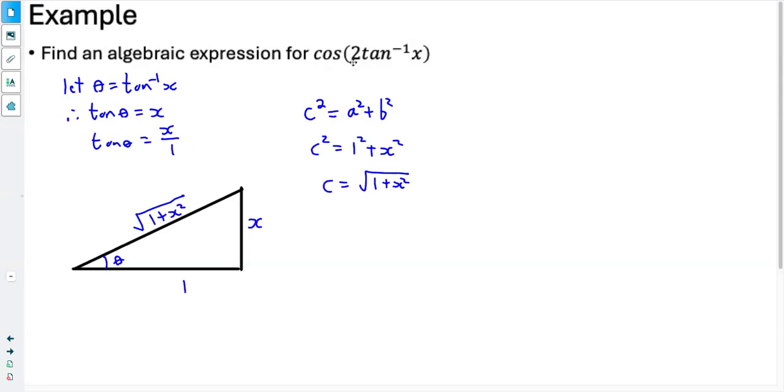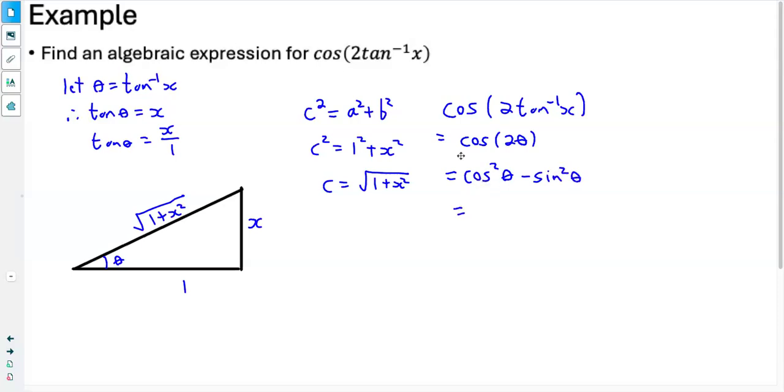Now, we go back to what we had here. That was cos of 2 times tan⁻¹ of x. And we said tan⁻¹ of x was theta, so that's cos of 2 theta. Now, we can use one of our trig identities because we have cos 2 theta in our trig identities. So this is the same as saying cos squared theta minus sin squared theta.